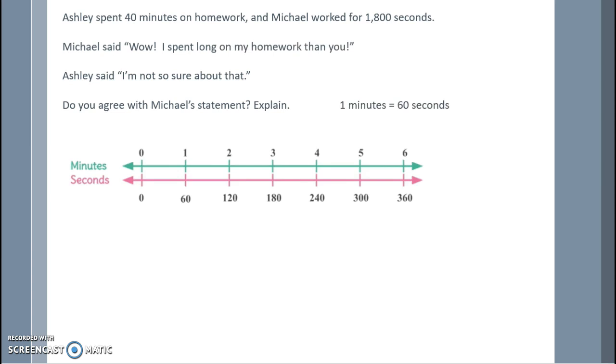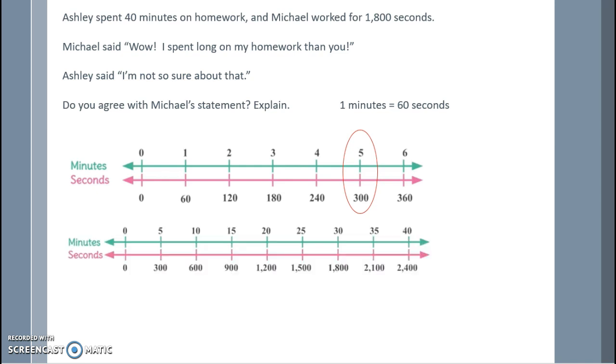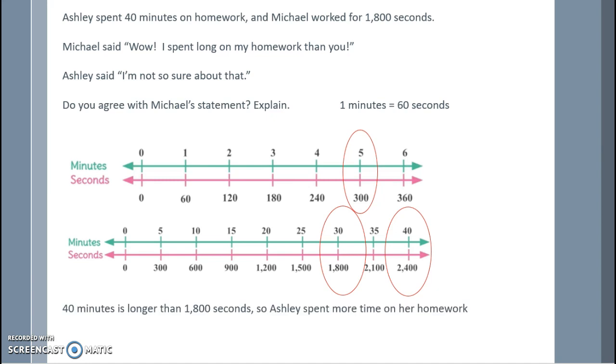We know that 1 minute is 60 seconds, so we can create a double bar line with minutes comparing to seconds. So 0 minutes would be 0 seconds, 1 minute is 60 seconds, and I go all the way over to 6 minutes and 360 seconds. We have a long way to go. So we're going to create another chart, and I'm going to base it off of 5 minutes at a time so that we can get going on our chart a little more quickly. So still 0, 0, 5 minutes is 300, 10 is 600, 15 is 900, etc. And then I circled 30 minutes in 1,800 seconds and 40 minutes with 2,400 seconds. Clearly, 40 minutes is longer than 1,800 seconds. So Ashley spent more time on her homework.